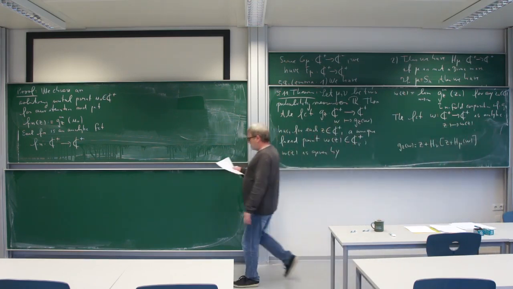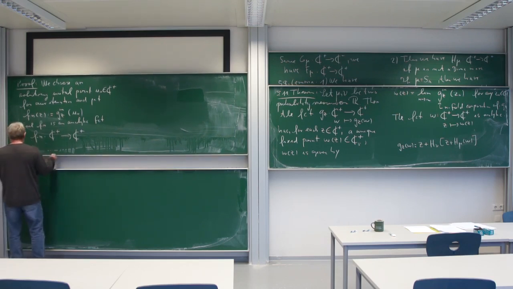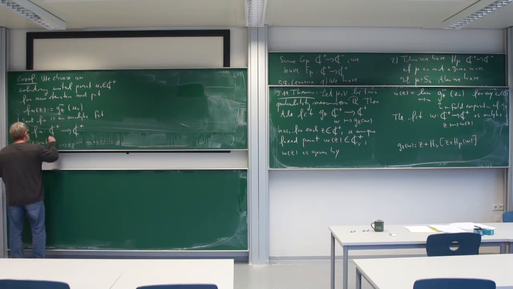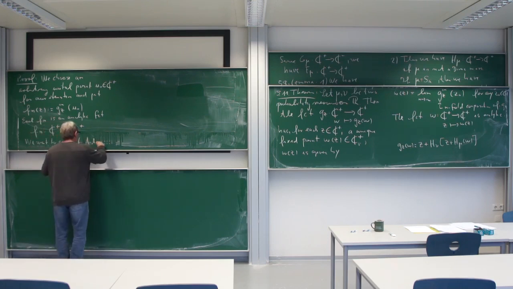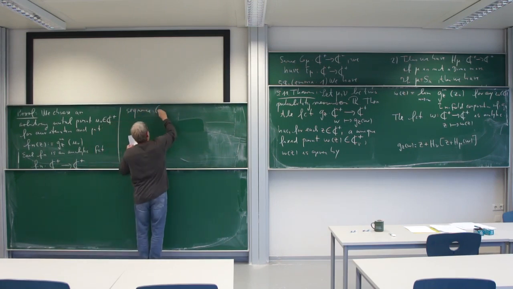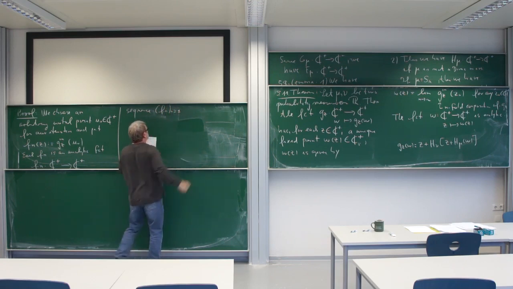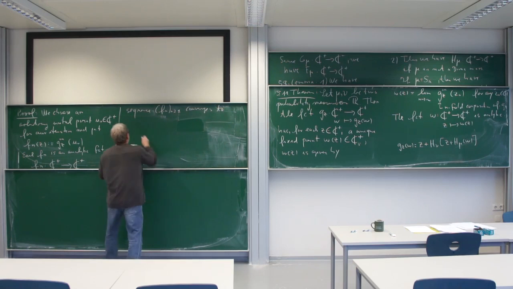Good. Okay, what we want to see is that this is now a sequence of complex functions, and we want to see that this converges, and that it converges everywhere. So we want to see that the sequence f_n, a sequence of complex functions on the upper half plane, converges to a limit function.